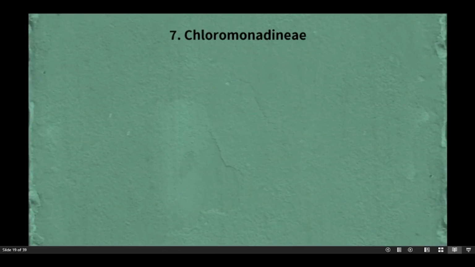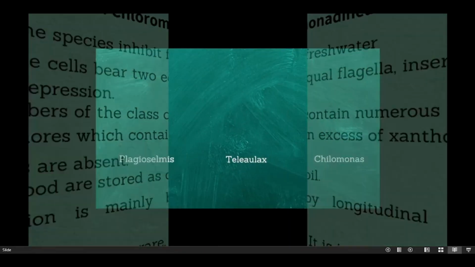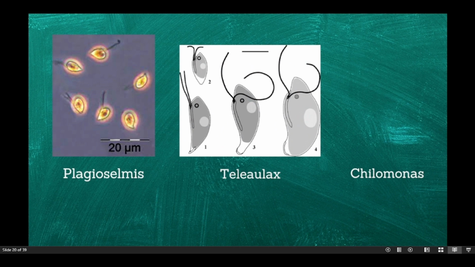Class Chloromonadineae. Most of the species inhabit freshwater. The motile cells bear two equal flagella inserted apically in a slight depression. The members of the class contain numerous bright green chromatophores, which contain excess of xanthophylls. Pyrenoids are absent. Reserve food is stored as oil. Reproduction is mainly by longitudinal divisions of individuals. Sexual reproduction is very rare in this case. For example, Plagiocernus, Talaxolux, and Chylomonas.